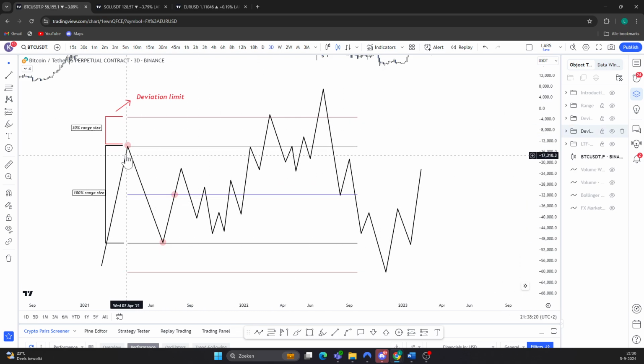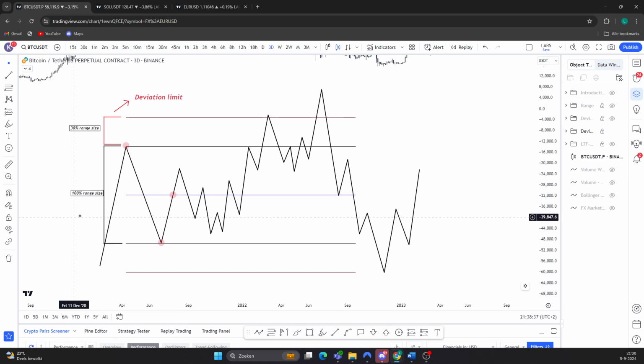So what can you see right here? In black, you can see our market structure, where we have our high, we have our low, and we got that move back up towards the equilibrium, confirming the range. Our range high and our range low is 100% of our range size, obviously because it's the high to the low. Our deviation limit is set at 30% of our range size.